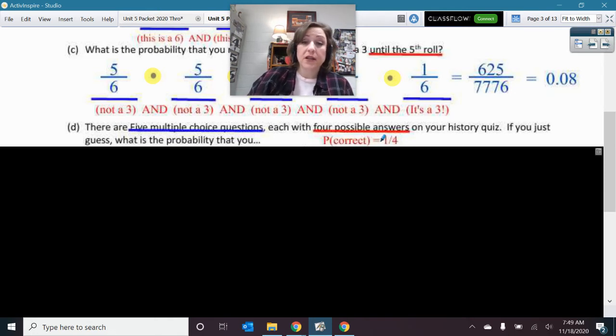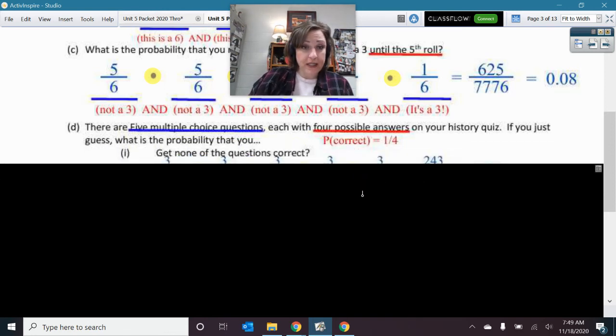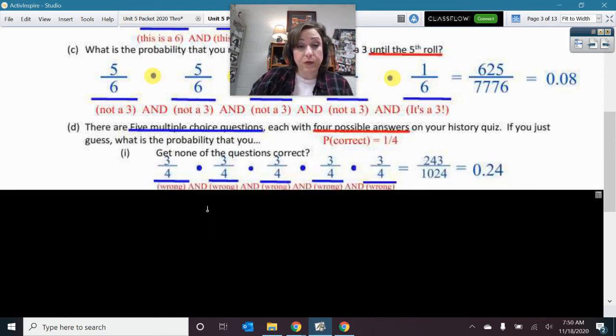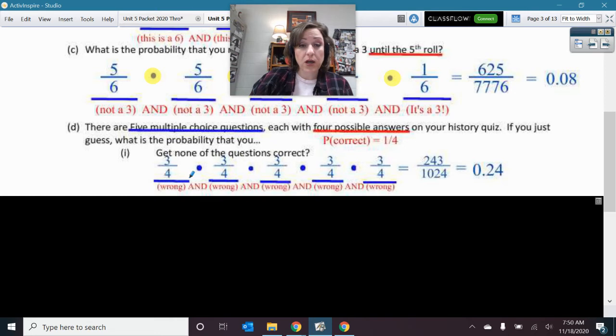And for problem 2, there's a 1/4 chance you get it correct if you're just randomly guessing. And then we have 5 events occurring, so we would have 5 numbers. So let's see our probability. You get none of those questions correct. All 5 are wrong. Well, if 1/4 is correct, 3/4 is the probability of wrong. So here we go. Wrong and wrong and wrong and wrong and wrong. Now, of course, you can write this as 3/4 to the 5th power.